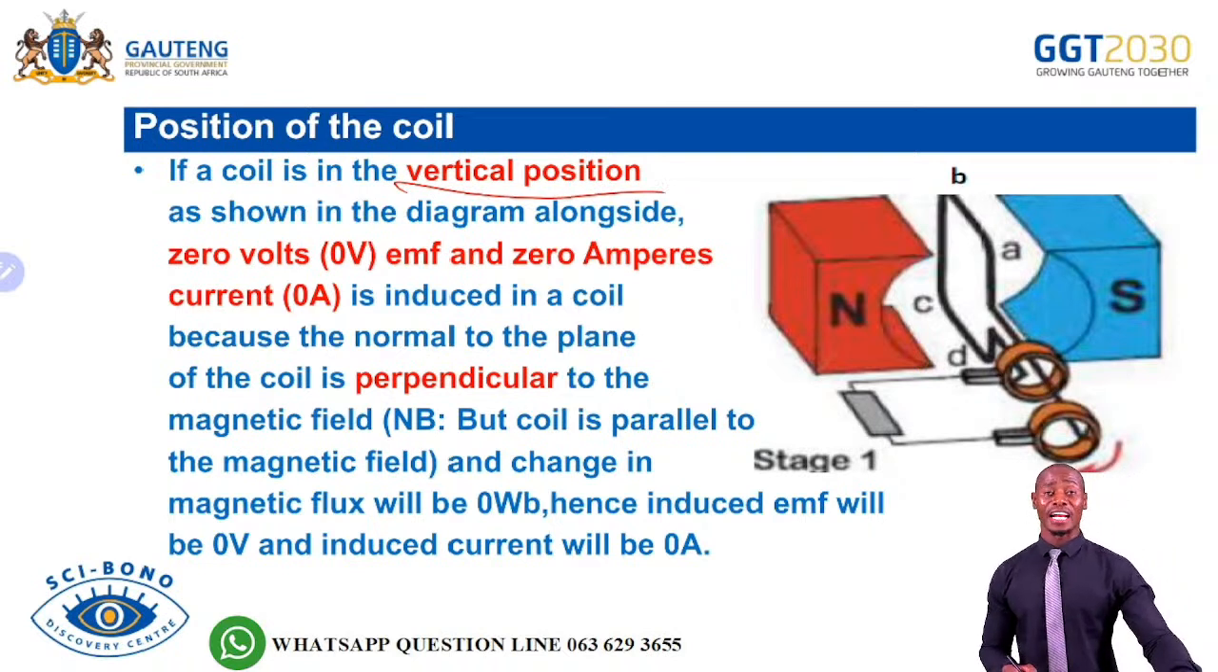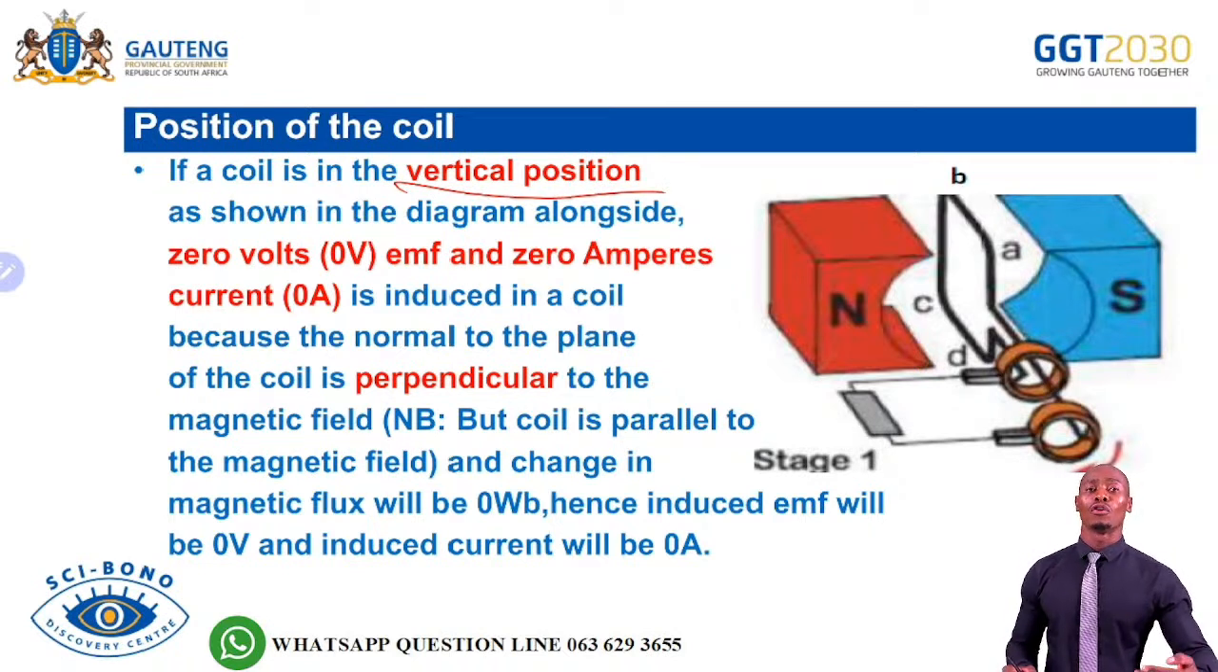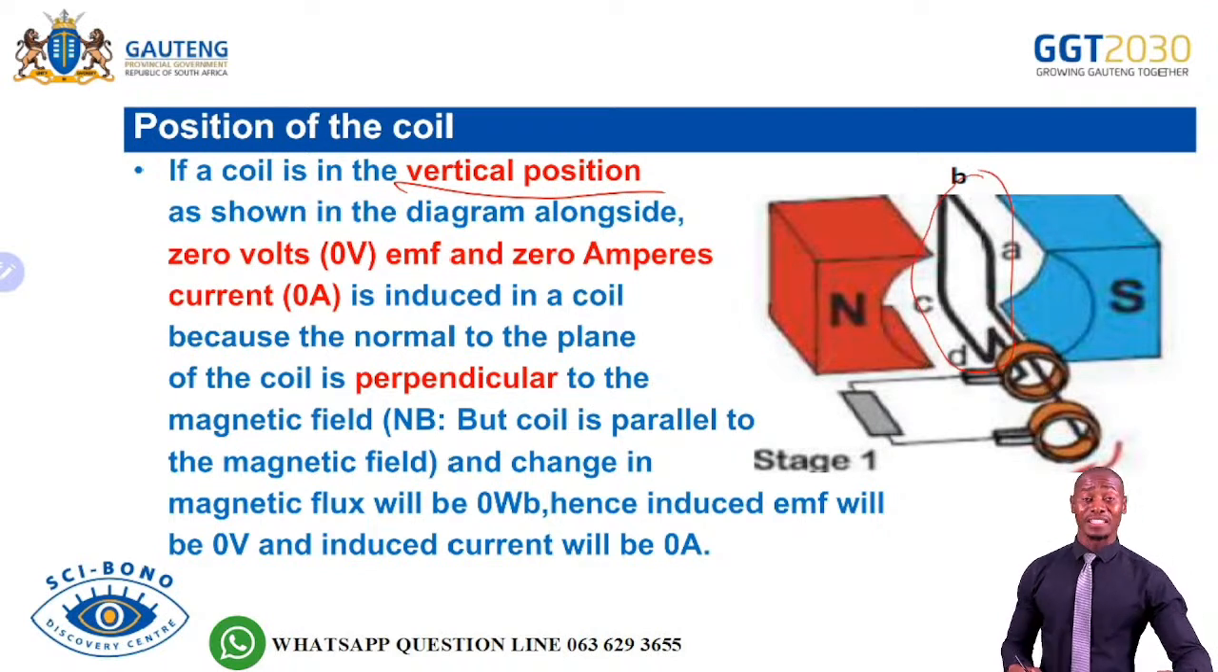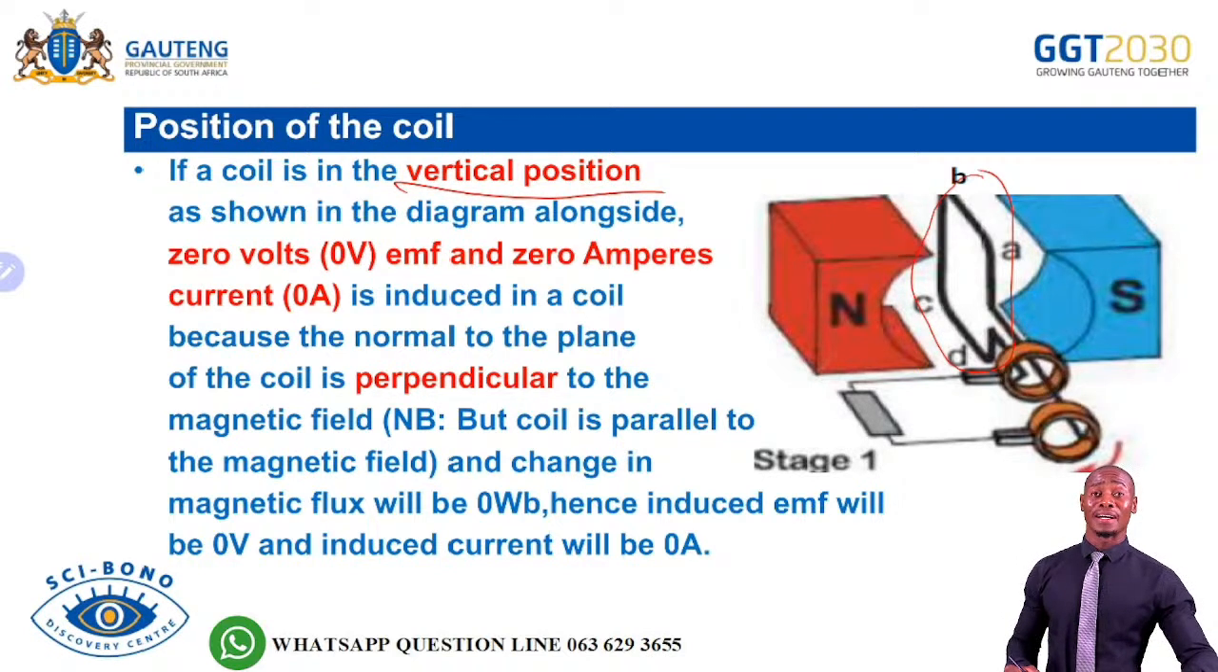So the position of the coil, vertical position now, right? If the coil is in the vertical position, you should know that minimum EMF or zero EMF is induced. Or if the EMF is the minimum, the current is also the minimum. So why is minimum EMF induced if the coil is in the vertical position as shown in the diagram? It is because the normal to the plane is perpendicular to what? To the magnetic field, right? So if the normal to the plane is perpendicular to the magnetic field, theta, which is the angle between the normal and the magnetic field, will be 90 degrees. And cos of 90 degrees, we know is 0, right?